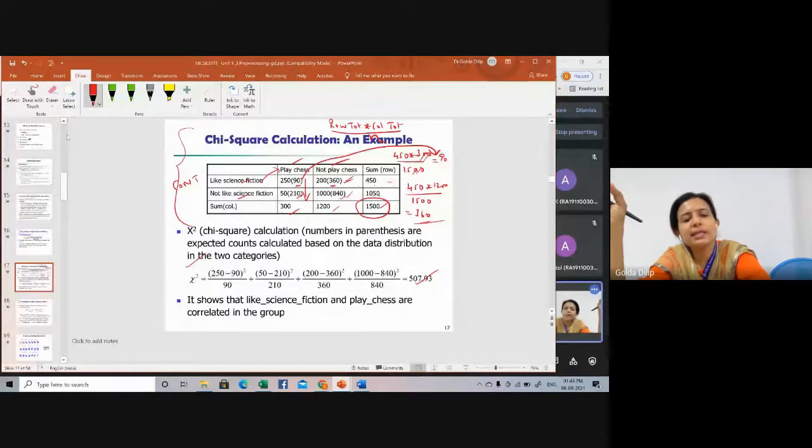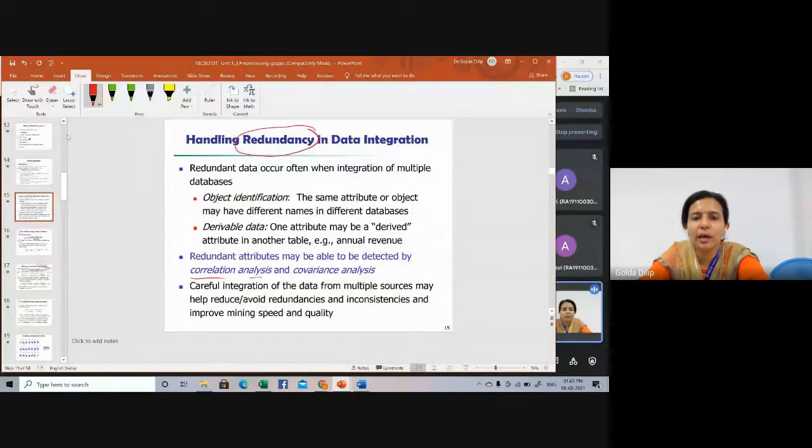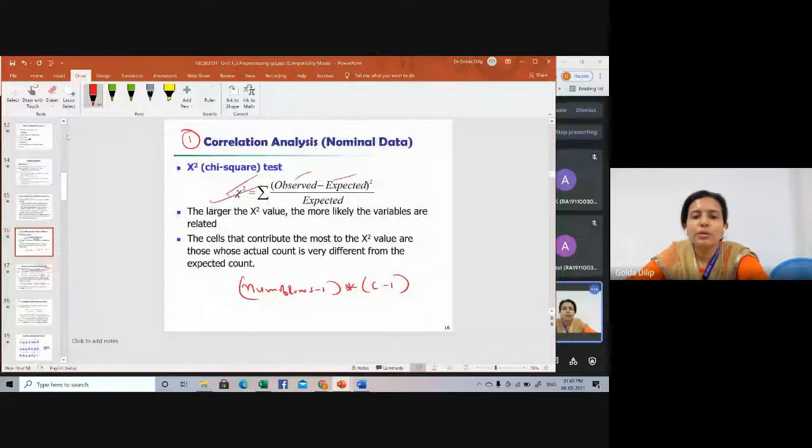That is, there is no correlation between them. The test is based on a significance level and something called the degree of freedom. You get the degree of freedom as the number of rows minus 1, times the number of columns minus 1. Here we have 2 rows and 2 columns, so 2 minus 1 times 2 minus 1 gives you 1. So it is 1 degree of freedom.